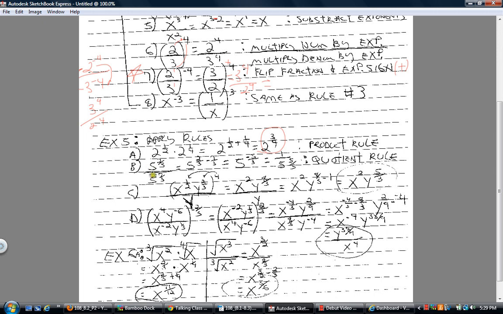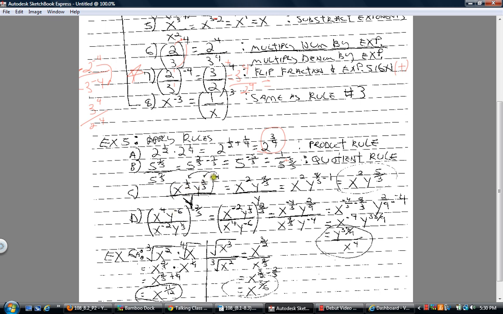What happens when you divide by the same base? Subtract the exponents. 2/3 minus 7/3 is 5 to the negative 5/3. Write that as a reciprocal, 1 over 5 to the positive 5/3. Quotient rule. Example C I squeezed in here. And the other thing I'm going to say is there's not only one path. As long as you follow your exponent rules correctly, you will get your answers here.